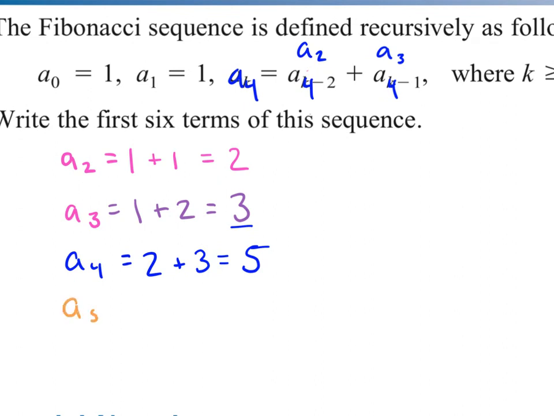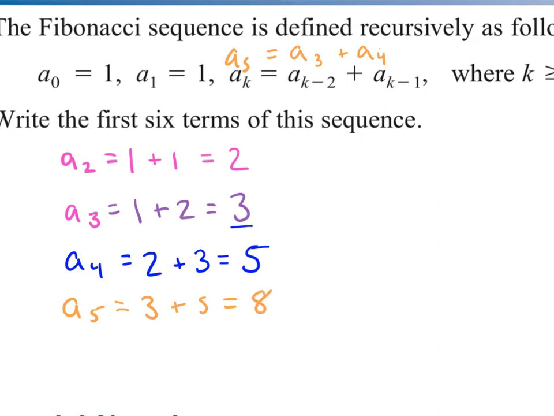Next, we need to find a sub 5. So we plug in 5 for k. So here we have a sub 5. We have to plug in a sub 3 plus a sub 4. So what's a sub 3? 3. And what's a sub 4? 5. So what's a sub 5?